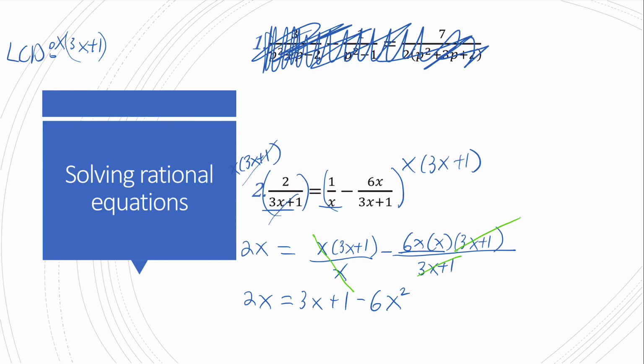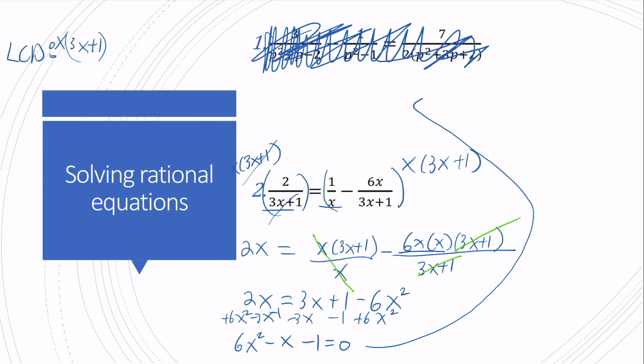And I can move everything to the left-hand side so I can set it equal to 0 and factor. We're going to add 6x squared to both sides. We're going to take away 3x from both sides, and we're going to subtract 1. So I have 6x squared minus x minus 1 is 0. Now I need to factor. Well, what are the factors of AC that add up to B? AC is negative 6, B is negative 1. How about negative 3 and 2?